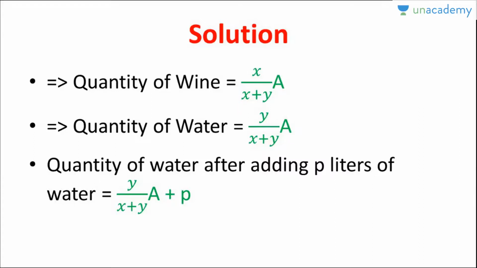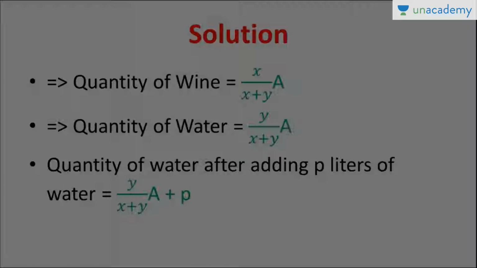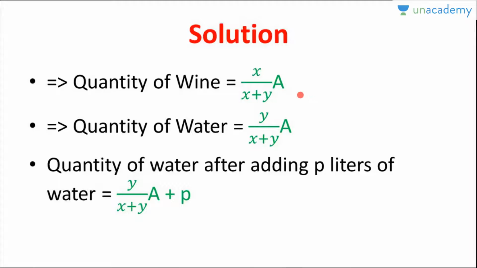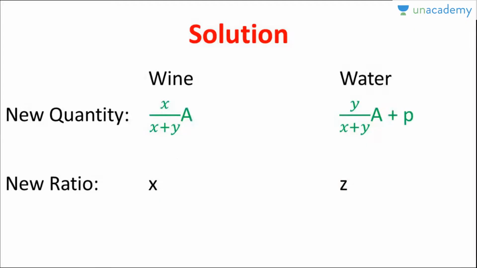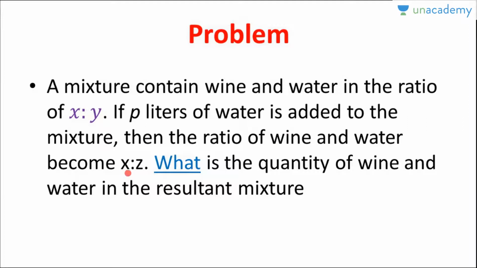Now you can see the new quantity of wine is x upon x plus y into a. Because I am adding water, the quantity of wine is not going to change. Similarly, the quantity of water will increase by p liters. And also in the question the final ratio of this mixture is given, which is x is to z.